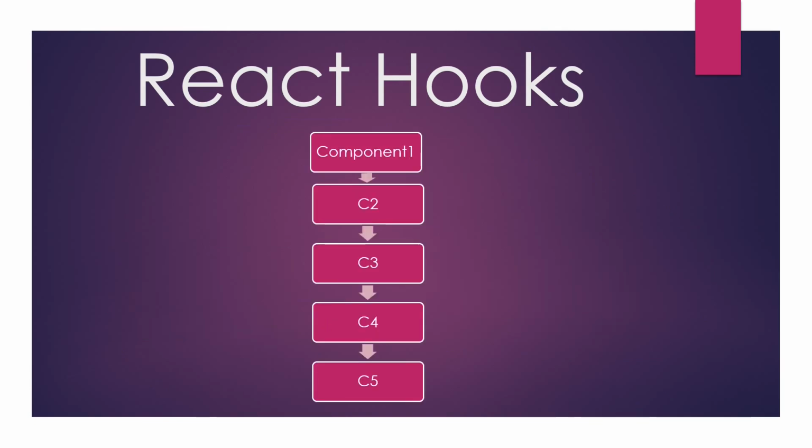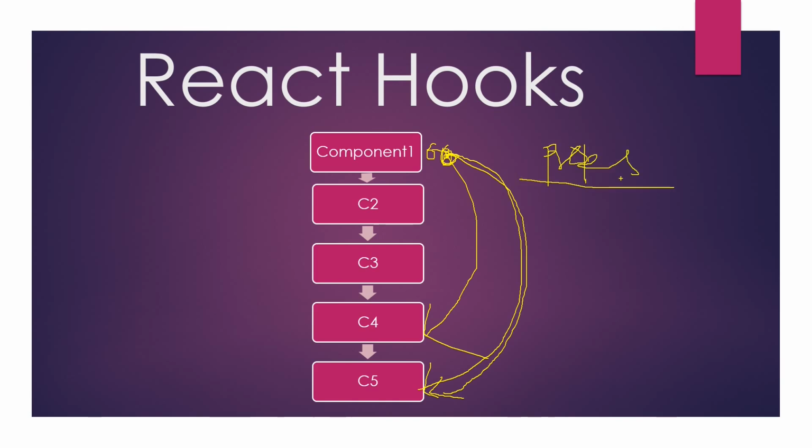And let's see one more scenario here. Suppose you need the data from component number 1 in component number 5. You have set the data in component number 1 and you need it in component number 5, maybe component number 4. So without context API, how can you pass the data? Through props. Through props, you can pass the data from the parent to the first component, to the second, to the third, to the fourth, to the fifth. Then finally the data will reach here.